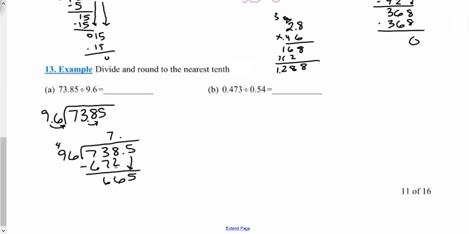And now we've got to figure out what goes into this. Now here's the thing. I know that 7 times 96 is 672. I'm trying to get 665, so 672 is clearly too big. It must be 6. If I put a 7 here, I'd get 672. That's not going to fit.